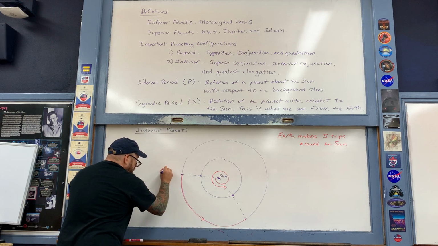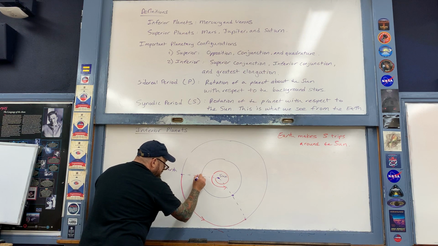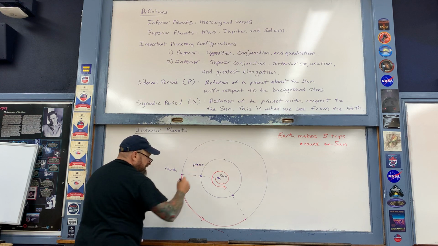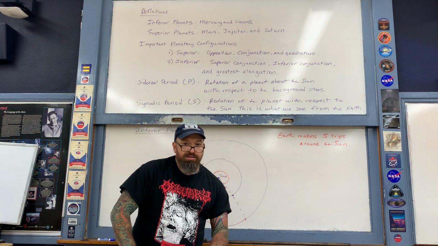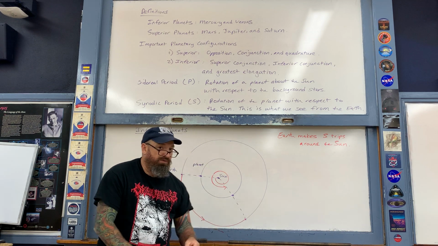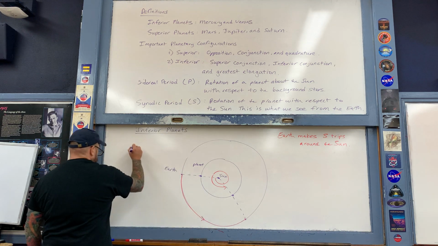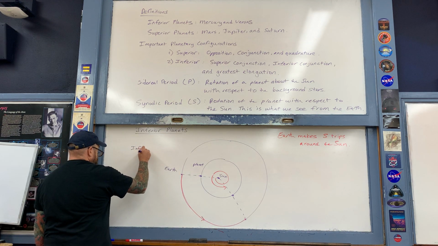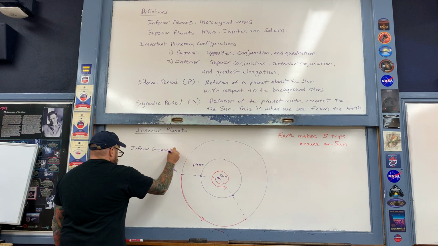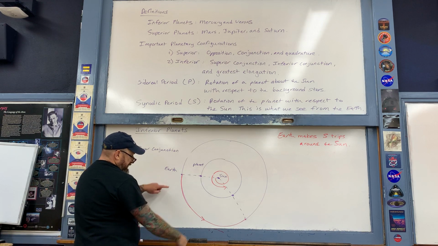Okay, now the Earth is here, like so. And then let's say that the planet is here, either Mercury or Venus, like so. So from my screencast on the important planetary configurations, which specific configuration is this? It's inferior conjunction. Okay, now that's going to be the first time that inferior conjunction occurs on this diagram.